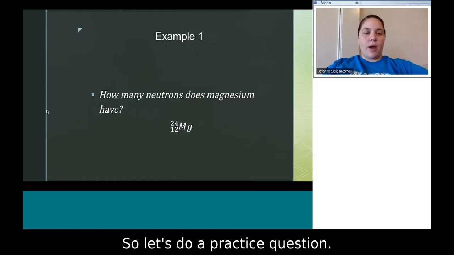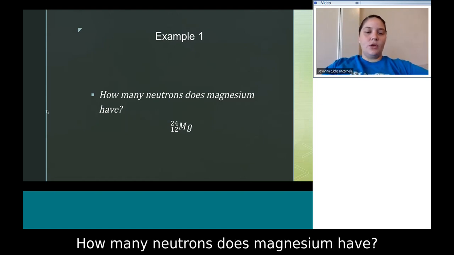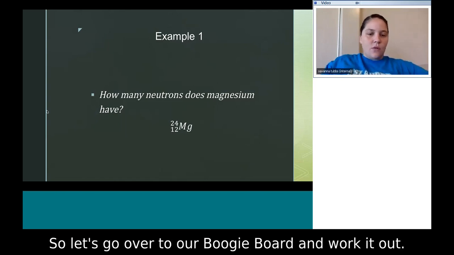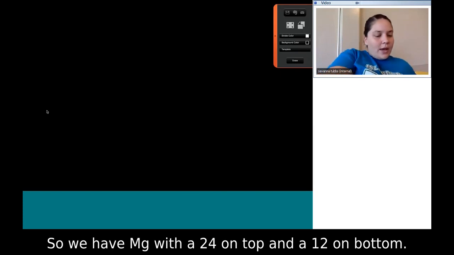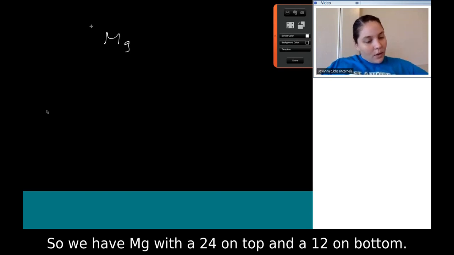So let's do a practice question. How many neutrons does magnesium have? Let's go over to our boogie board and work it out. So we have Mg with a 24 on top and a 12 on bottom.